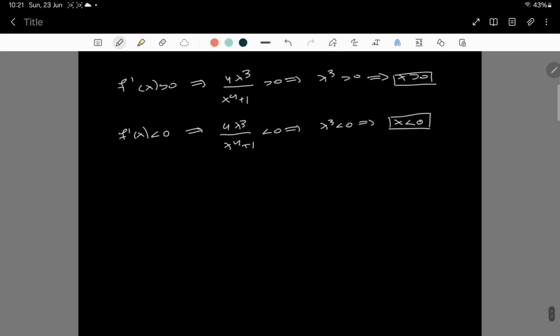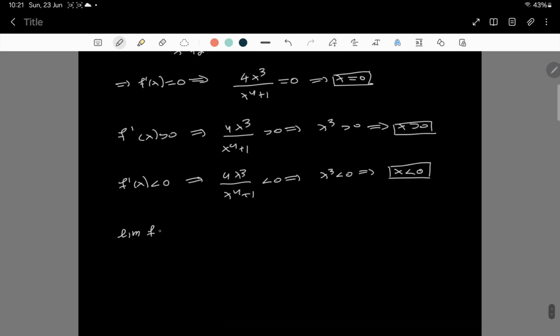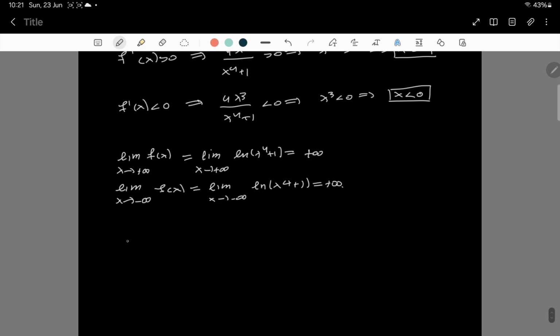We also consider what happens at the boundary of the set. So we take the limit of the function as x grows to plus infinity, and this goes to infinity. Also, as x goes to minus infinity, we take this limit, and this goes to infinity. Now let's make a table.